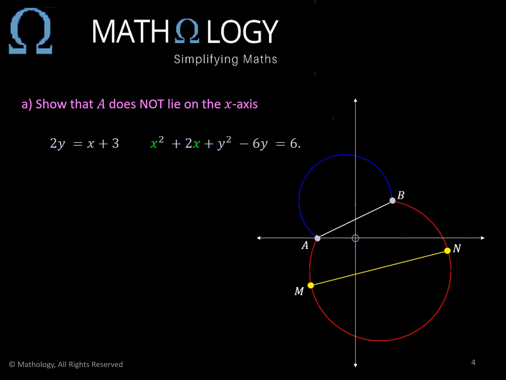Alternatively, to show that point A is not an x-intercept, we can first determine the x-intercept of line segment AB, before determining the x-coordinate of point A. The x-intercept of line segment AB is the point minus 3, 0.